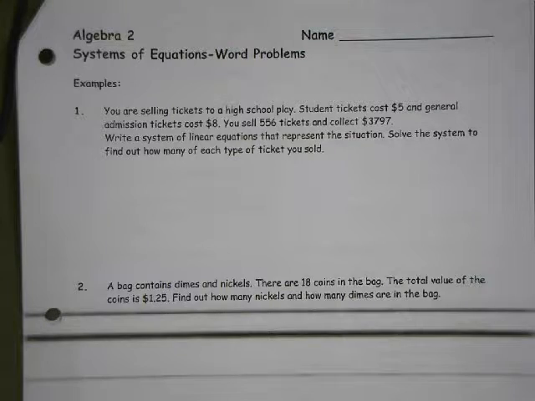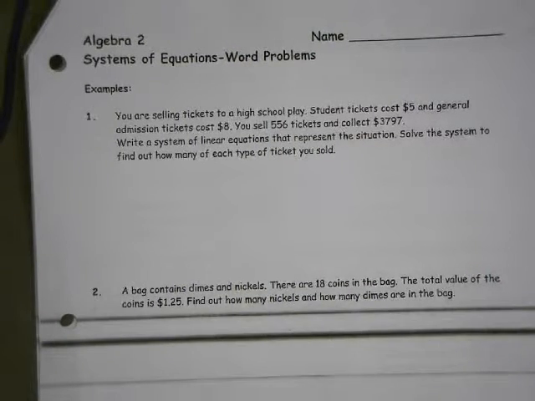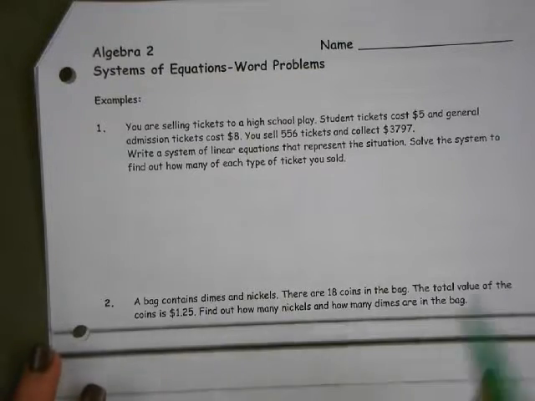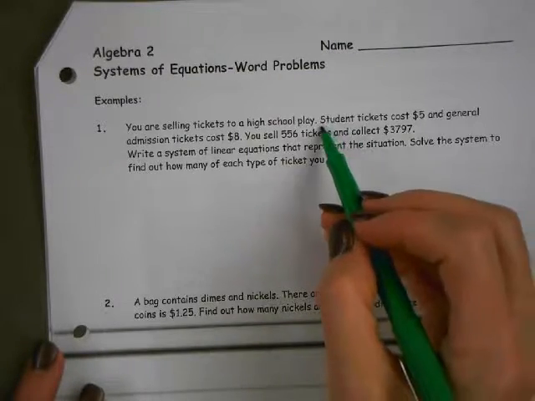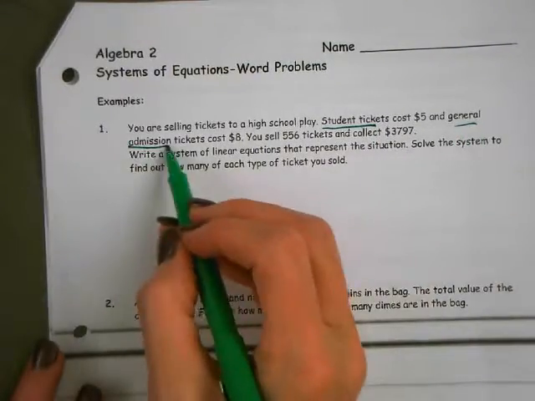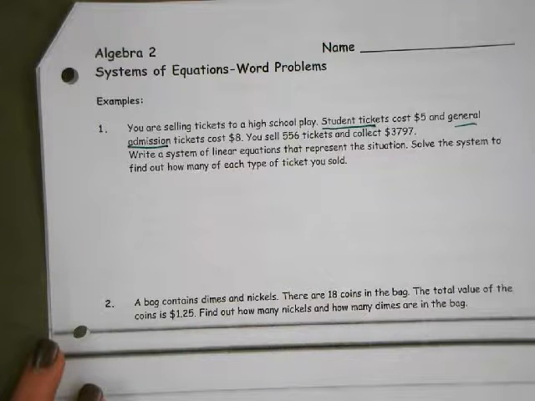Okay, so when we look at the story problem, it says, you are selling tickets to a high school play. Students' tickets cost $5 and general admission tickets cost $8. Okay? So I am reading this and I see two things. I see a student ticket price and I see a general admission price. Okay, I see two different things. Do you guys see that?